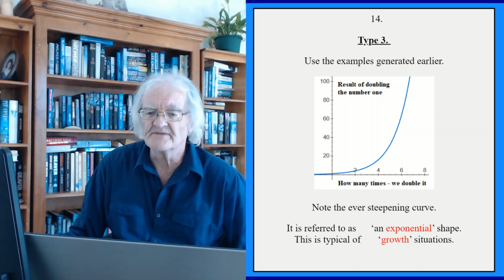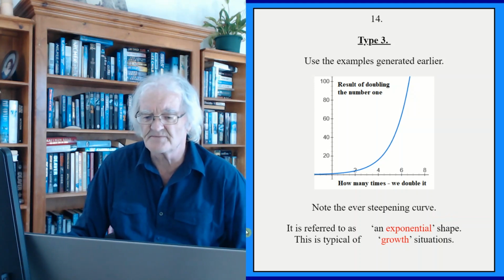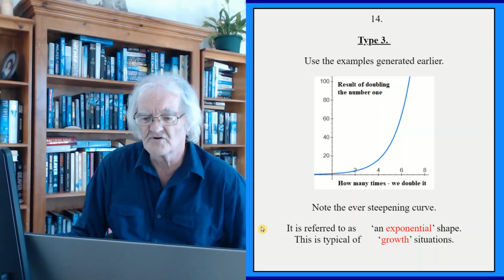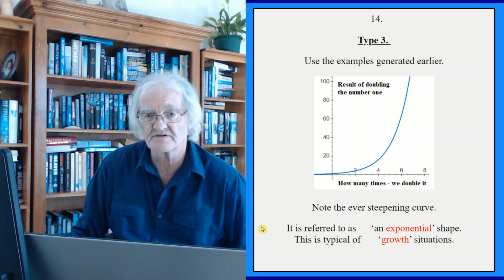Type 3. Use the examples generated earlier and we get this graph that's shown. The input is how many times we do the doubling. The output is the final value we get. Note that it's an ever steepening curve. It's referred to as an exponential shape, and that is typical of growth situations.